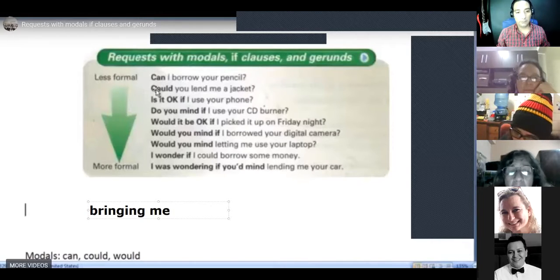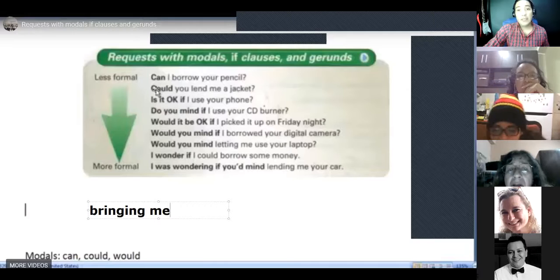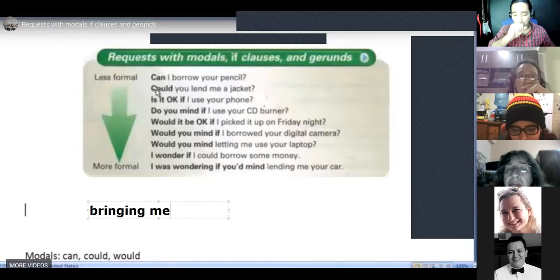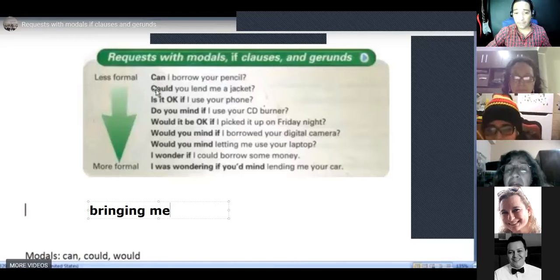Bien, estamos viendo las diferentes formas de hacer solicitudes con modales, if clauses, and gerunds, ¿ok? Con cláusulas if, de probabilidad, y con gerundios. Entonces, ya veíamos, no sé si ya se ubicaron, ¿verdad? Vamos haciendo esto. So, arriba tengo la opción, will it be okay if? ¿Ok? Primero empezamos con los modales.